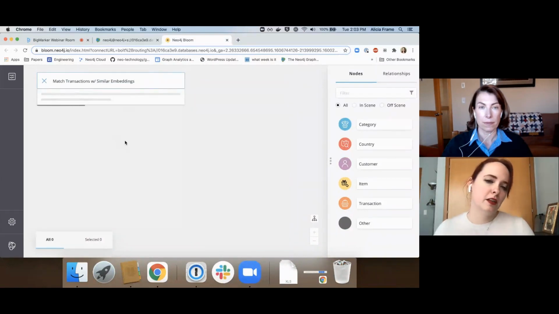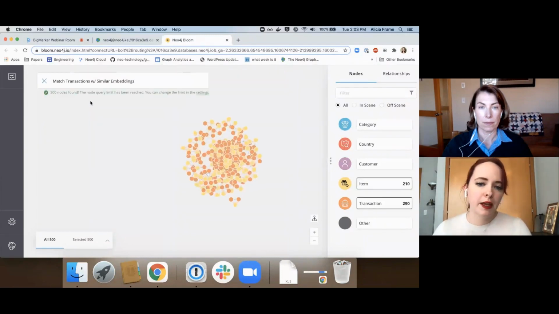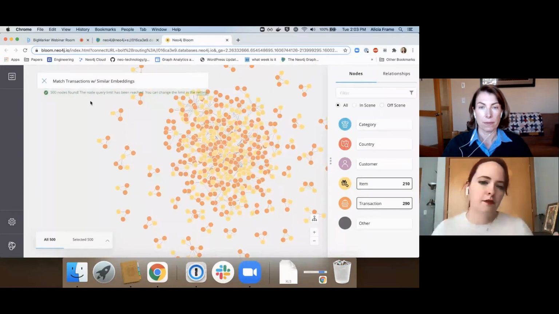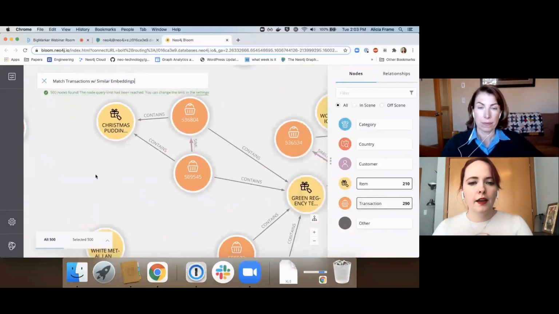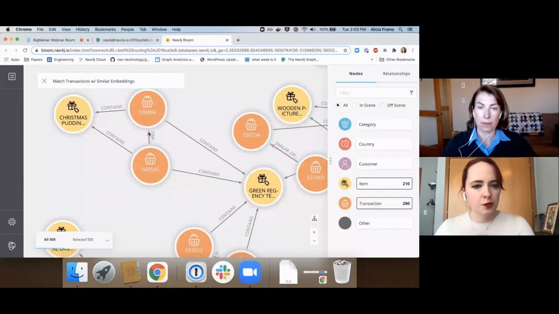And kind of what does that look like? I've saved a search phrase ahead of time so that it's easier to pull back. This is basically a Cypher query that says, find me transactions that have similar embeddings and items that have similar embeddings. So I can see I've pulled a lot of stuff back here, and I've got transactions that are similar to each other and the items they contain.